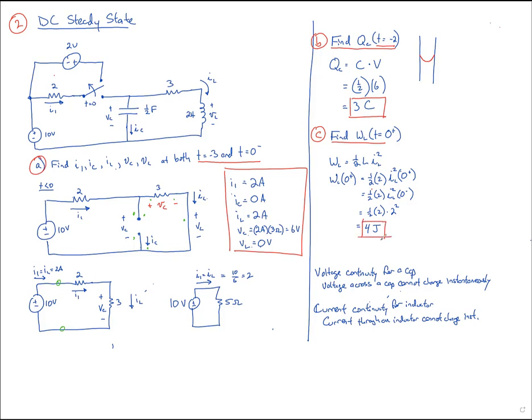Tricky problems, it really requires you to know a lot of things: that in DC steady state, nothing changes, and voltage continuity for a capacitor and current continuity for an inductor. Now, although I sub L at 0 plus is 2 amps and V sub C at 0 plus is 6 volts, all these other values could have very well changed between 0 minus and 0 plus.